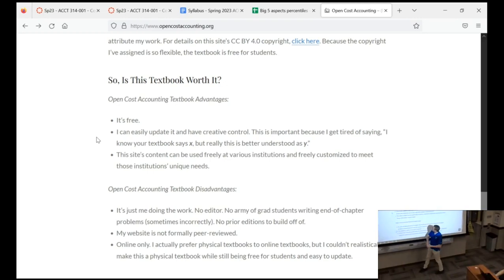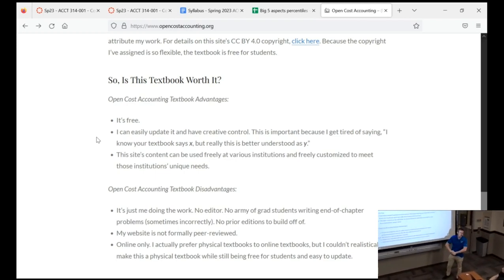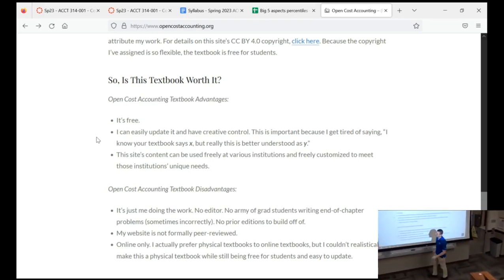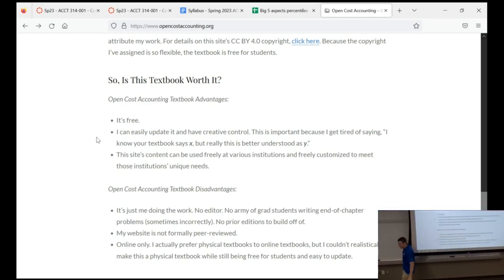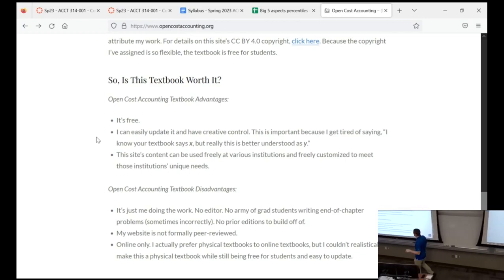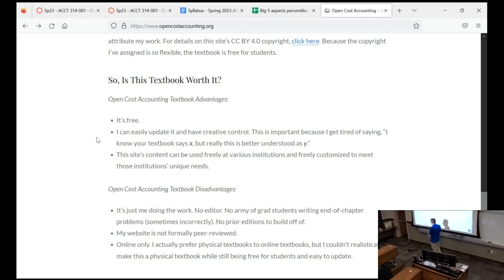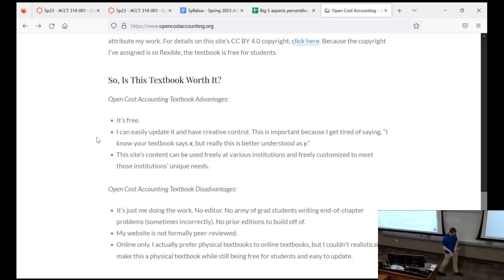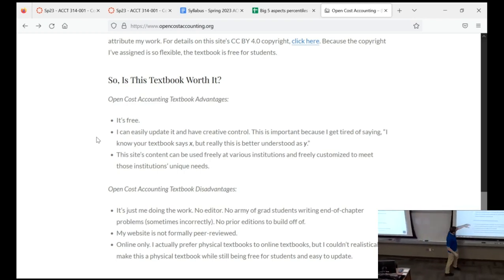That's kind of the impetus of the idea, and several other reasons stack on later. But so this content can be used freely at various institutions, freely customized to meet their unique needs. Are any of you at another institution teaching cost accounting? That's not really a bullet point for you. Okay. The other advantage that is not up here but is worth noting is it's in my voice. So the same thing I'm going to say here in class is the same as what's said in the textbook. So it's not like, well, the teacher says it this way, but the textbook says it this way. No, they're going to be the same.